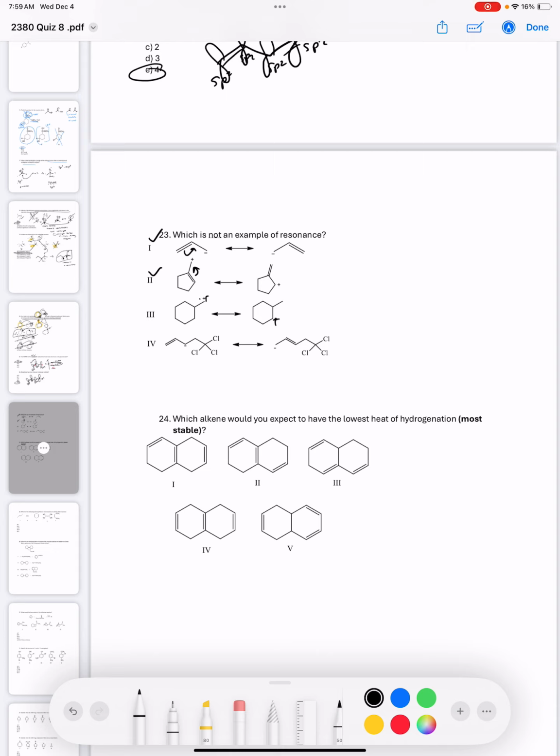Just this positive charge moves. No double bond, nothing trades places with it or anything. So these are just 2 different carbocations. And then this one, the electrons could move here and go here. So that is resonance. So I guess answer choice C would be the one that's not resonance.